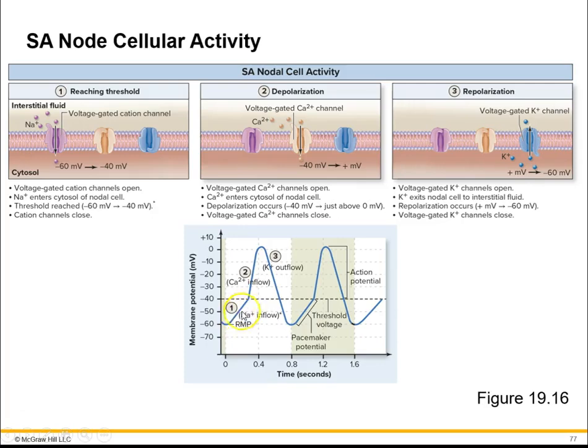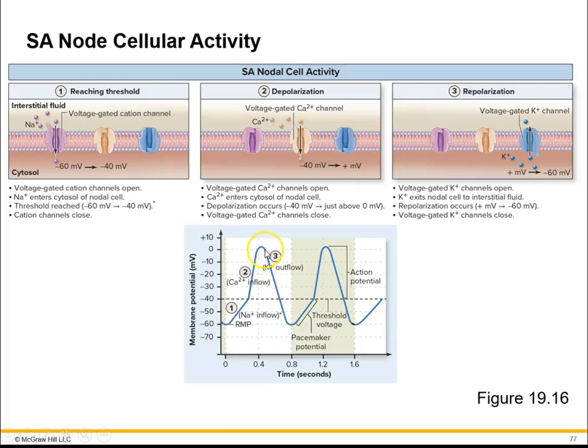So slope number 1, this is the leakage inwards of sodium through those voltage-gated sodium channels. Then you get depolarization. That's this slope here, number 2. And remember, this is where calcium flows in. And calcium has a positive 2 charge, so you're going to see depolarization happen very quickly. Then when we get just above 0 millivolts, we're going to hit repolarization.